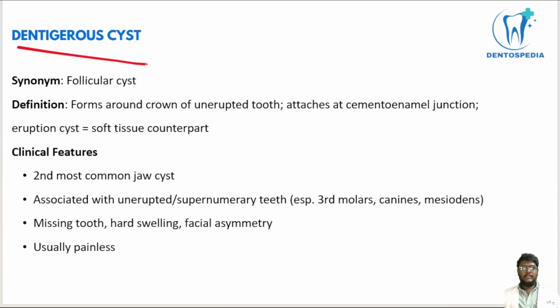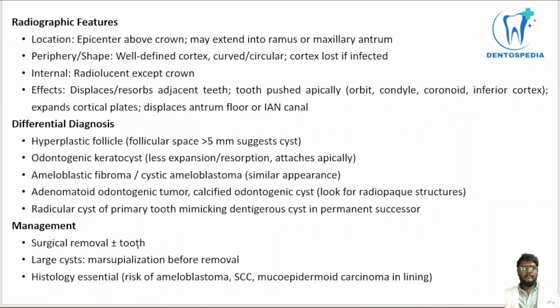Coming to another important cyst, that is called dentigerous cyst, also called follicular cyst. It is commonly associated with the unerupted tooth, right? It usually attaches to the CEJ, and is commonly associated with the third molars and canines because they are the most commonly impacted teeth. It is usually painless. Coming to the radiographic features, it has well-defined cortex, curved or circular border. It is radiolucent in nature, and sometimes it can mimic OKC, ameloblastic fibroma, AOT.